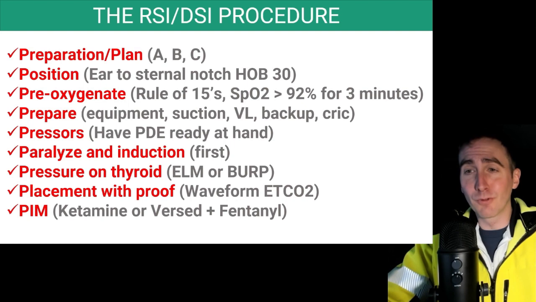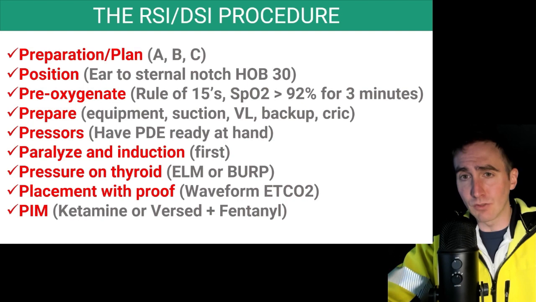Pre-oxygenation. You all know the rule of 15s. We have covered this incessantly over the past few years. So what are the rule of 15s? 15 PEEP, 15 BVM, 15 nasal cannula. Now, the 15 nasal cannula can stay on for the duration of the procedure because we can continue administering passive oxygenation during our efforts at securing the tube.